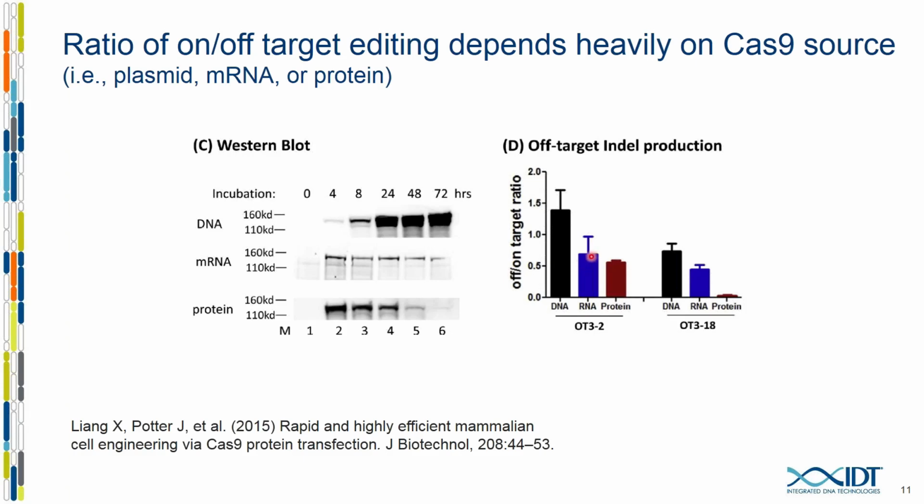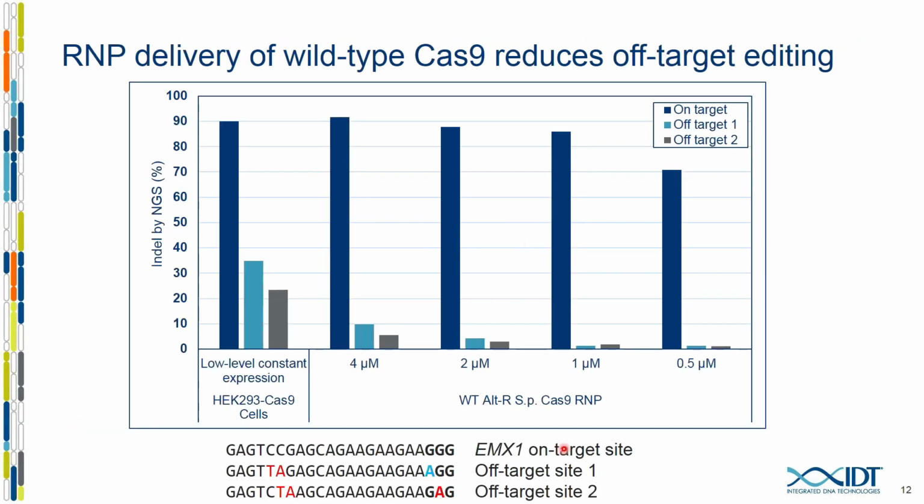It's sort of an intermediate effect when you're looking at mRNA, which sort of makes sense. And then if you look at protein, where Cas9 does not hang around as long, you see the lowest levels of off-target editing. And we essentially see the same thing when we do these experiments here at IDT. And what I'm comparing here is low-level constant expression of Cas9 in this HEK293 stable cell line. And I'm comparing that to RNP, or ribonucleoprotein, delivery of Cas9 with the same EMX1 guide.